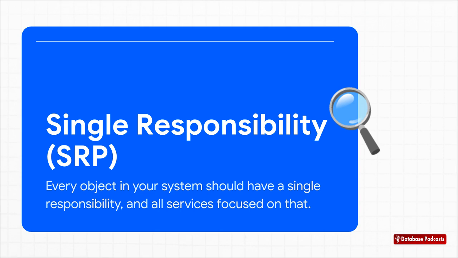The idea is actually super simple. A class should have one and only one reason to change. Think about it. If you have to open up a class to change a business rule, and then you have to open up that same class to change how it talks to the database, well, that's a huge red flag that it's doing more than one job.